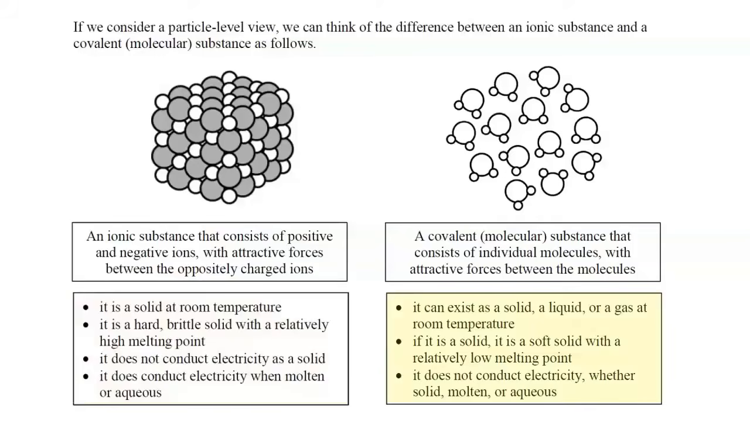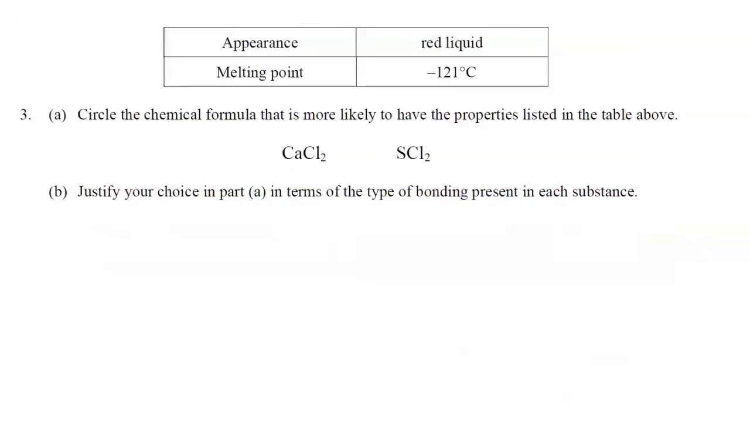A covalent substance can exist as either a solid or a liquid or a gas at room temperature, and if it is a solid, it is a soft solid with a relatively low melting point. And a covalent or a molecular substance does not conduct electricity whether it is a solid or melted or dissolved in water. Now, back to the physical properties of this particular substance in question 3.